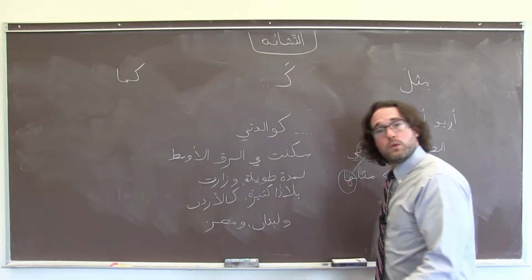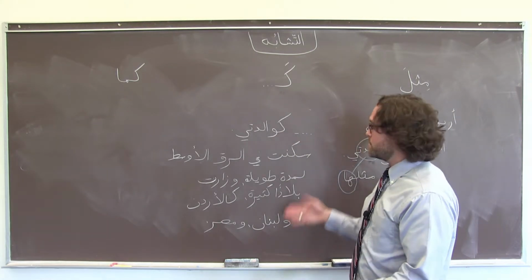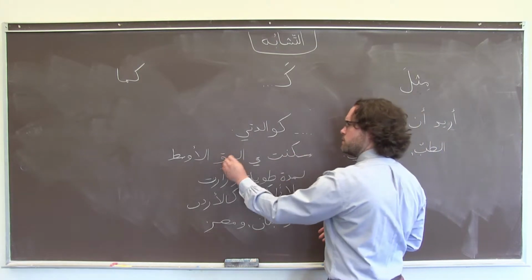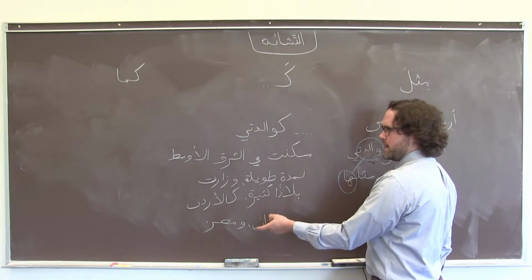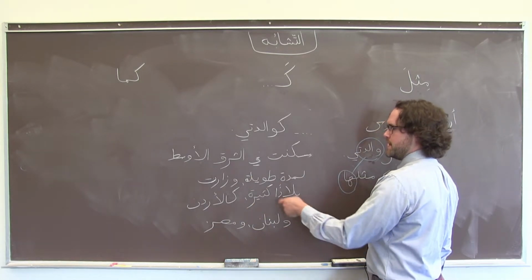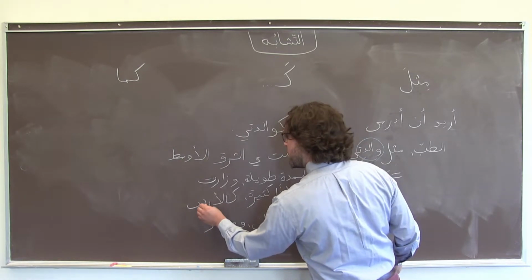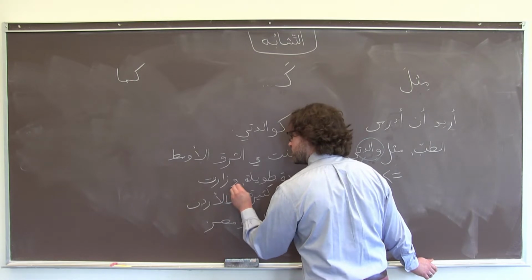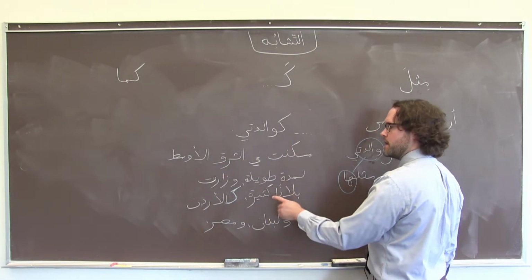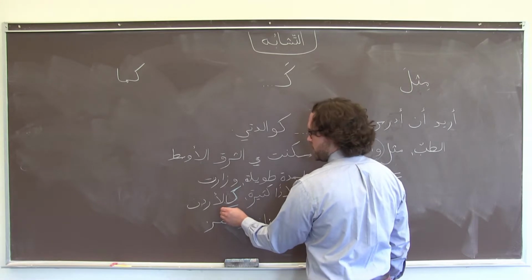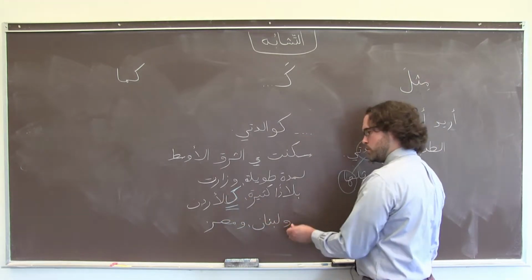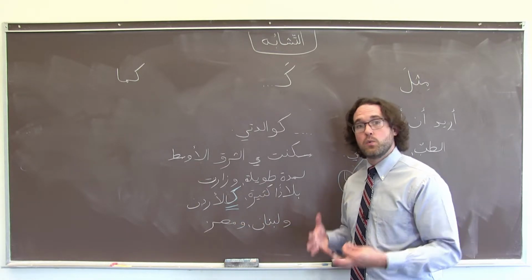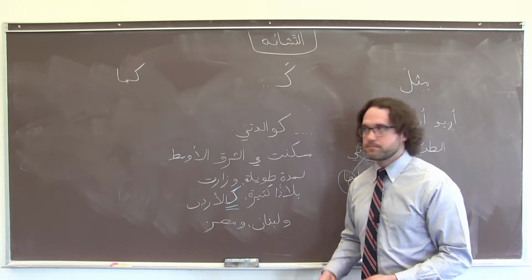My example sentence was so long that I was trying to remember the English that I said as I was composing the Arabic, but I think I got it pretty right. سكنت في الشرق الأوسط لمدة طويلة وزارت بلادا كثيرة كالأردن ولبنان ومصر. So she lived there a long time and she visited a lot of countries such as or including or like Jordan and Lebanon and Egypt. That is a context where ka would be a very natural word to use in Arabic.